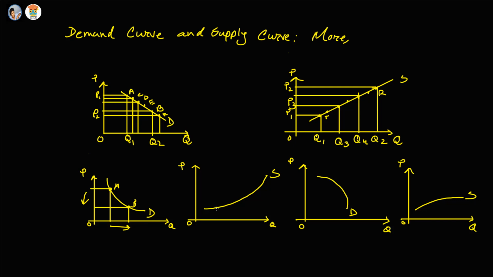Similarly, this is a point on the nonlinear supply curve. This is the quantity supply at this price of P1. If price increases to say P2, then at this price, Q2 will be the quantity supplied. So if price increases with everything else equal, quantity supplied also increases.